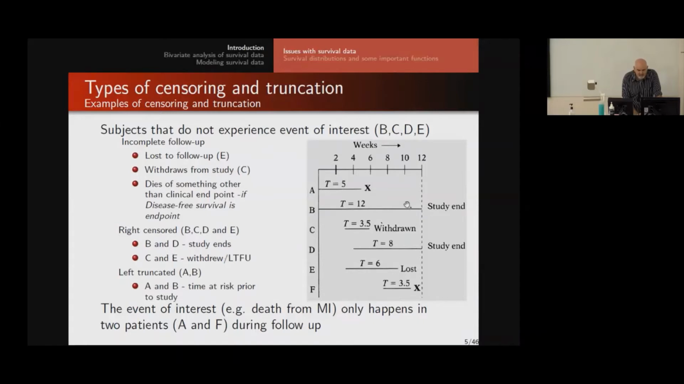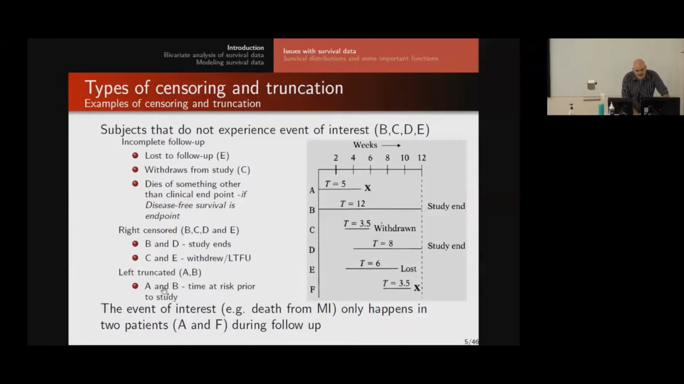Here, patients B and D got to the end of the study but did not experience the event of interest, which might be something like death from myocardial infarction, for example. Okay, so they both survived. At this point, they became censored because we don't know what happened to them after the study ended. But also patients C and E are also right censored, so censored at the right end, because we also didn't know what happened to them after they were either lost to follow-up or withdrew from the study. So those 4 patients are all what are called right censored. They are cut off on the right end of the number line.